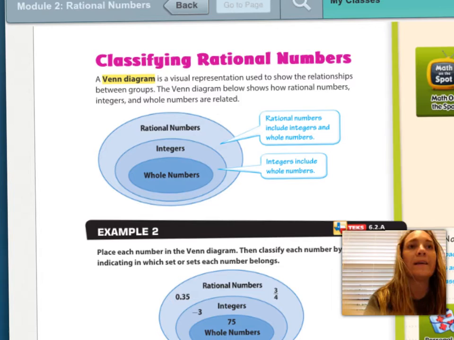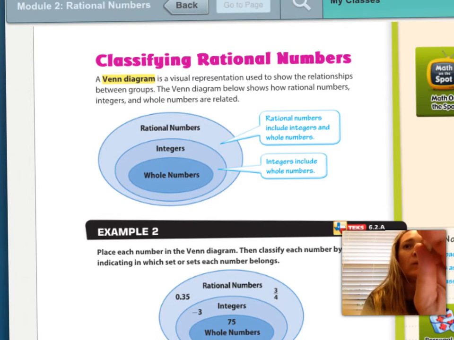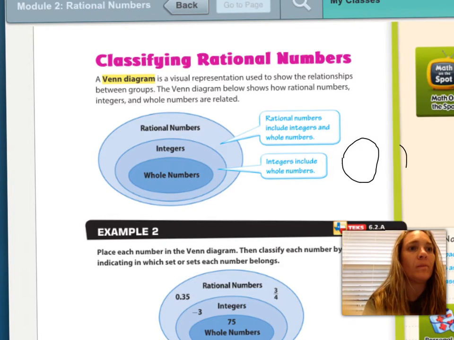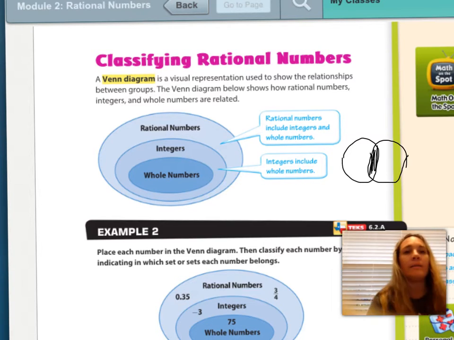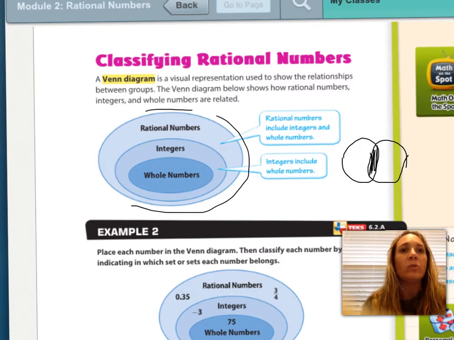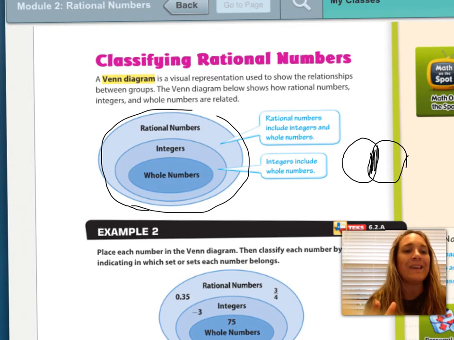Okay, for classifying rational numbers, this is something that you're going to see quite often, and it's the Venn diagram. And usually we see a Venn diagram that looks like this. And whatever it is that the two things have in common would be here in the middle, like that. And this kind of a Venn diagram, it's still called a Venn diagram, but it's comparing three things. And what it's saying is that the big circle represents your rational numbers. So everything inside the big circle is a rational number.